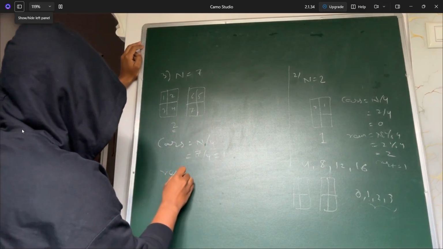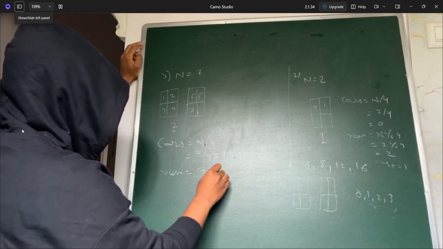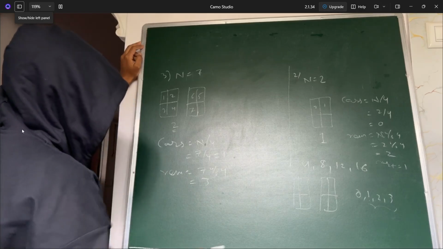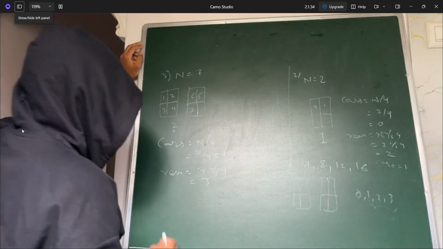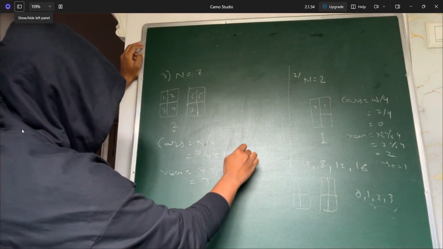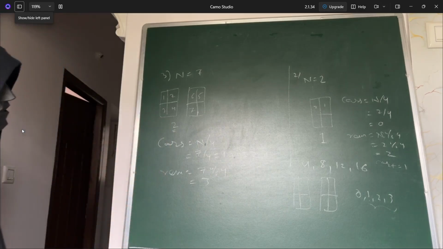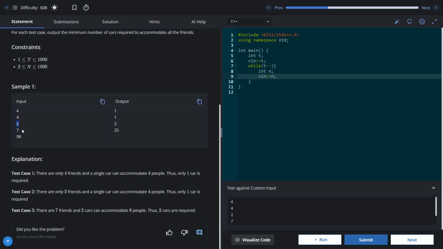So let's take the remainder. The remainder will be 7 modulo 4, and 7 modulo 4 gives the answer 3. So whenever there is any remainder of 1, 2 or 3, in that case one additional car is required, which makes it 2. So you got the answer 2. Let's try to understand the fourth one.